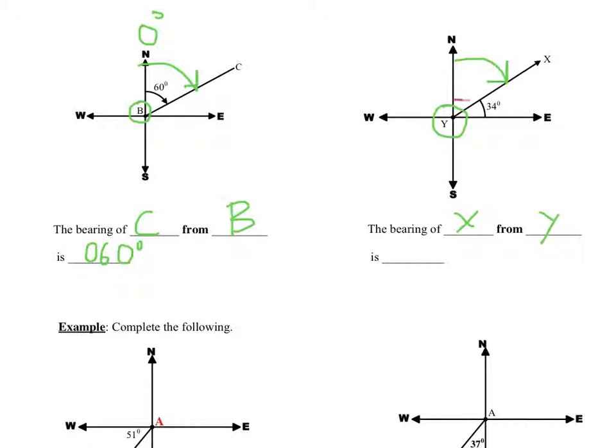Well, we know that this is 90. So if this is 34, 34 plus what gives me 90? Well, 56 degrees. Okay, so the bearing is 056 degrees.